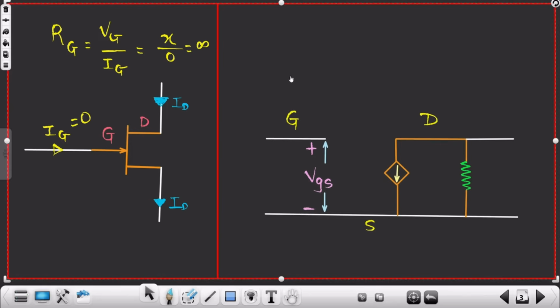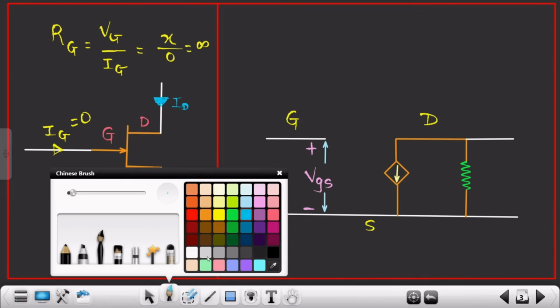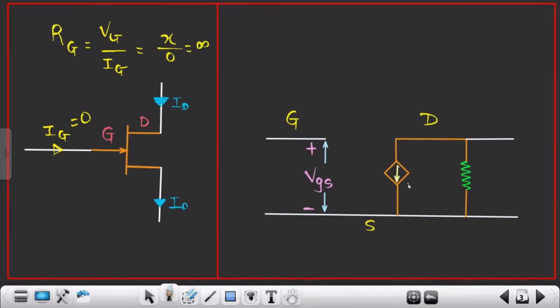All right, great. So this is my current ID. What I told you all, my JFET is what? JFET is a voltage-controlled current source, right? So how should I represent that? To represent this particular current source, I need to show that it is dependent on the input voltage. I hope you are getting this particular point.